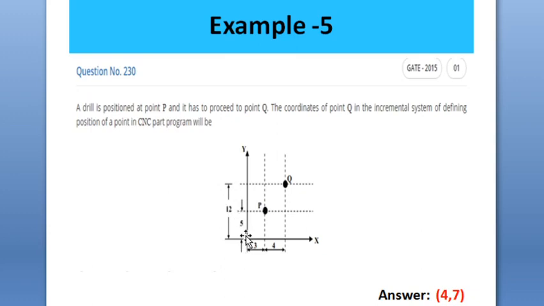12 minus 5 is 7. Here the dimensions are given in incremental mode, so directly we take the 4 units in the x coordinate. In the y coordinate we have to subtract the value from 12: 12 minus 5 is 7. In x coordinate 4, y coordinate 7. This is the answer: the coordinates of Q are 4, 7 in incremental mode. Suppose in absolute mode, the coordinates are 7, 12.